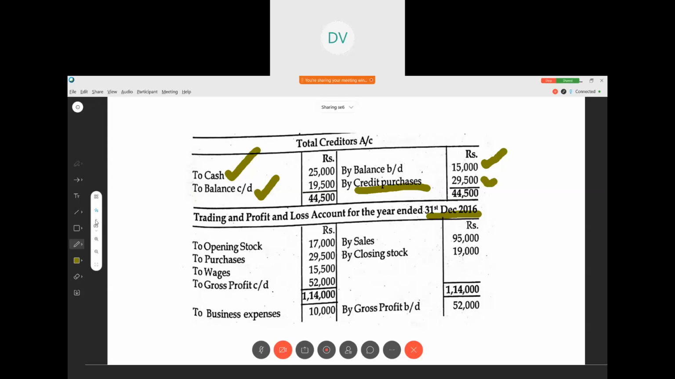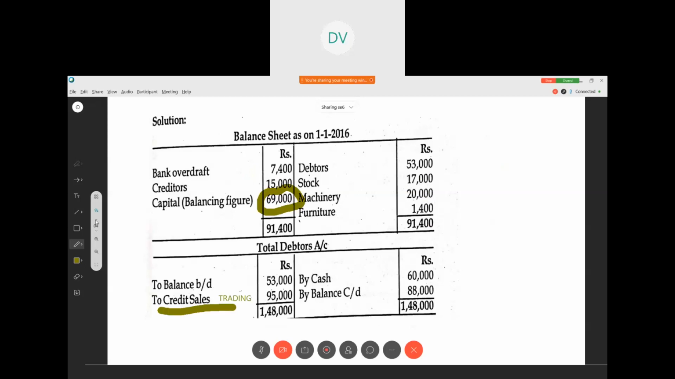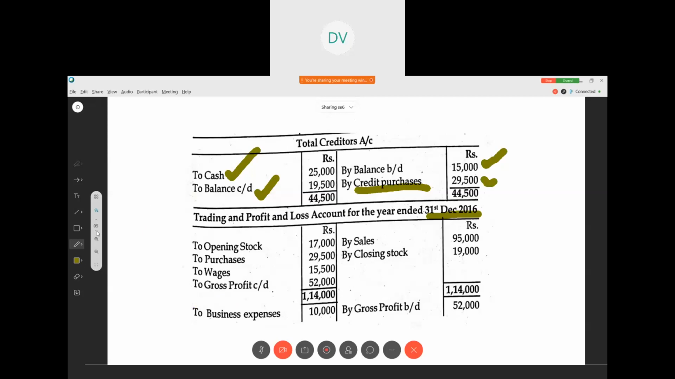Sales. Sales we got from here 95,000. While preparing the debtors account, we'll come to know. So if there is cash sales, again we have to add. So that will be there in the cash book. So both you have to check, cash book as well as debtors and creditors account. Then closing stock, it is given closing balance stock. So the difference will be the gross profit.